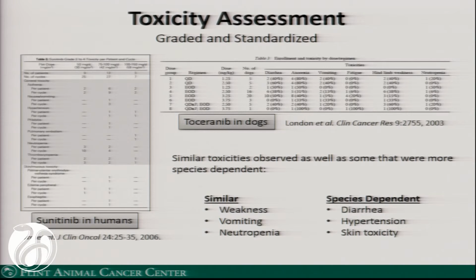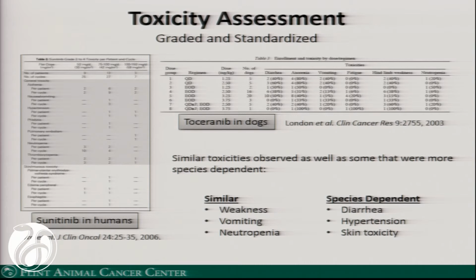So if we go back to sunitinib in humans and toceranib in dogs, and you look at the toxicities and the numbers, similar toxicities were observed across the phase 1 trials for these drugs, and some that were more species dependent. Similar ones were weakness, vomiting, neutropenia. Some of the species dependent ones were diarrhea, hypertension, and skin toxicity, which showed up in humans, not dogs, or dogs and not humans.